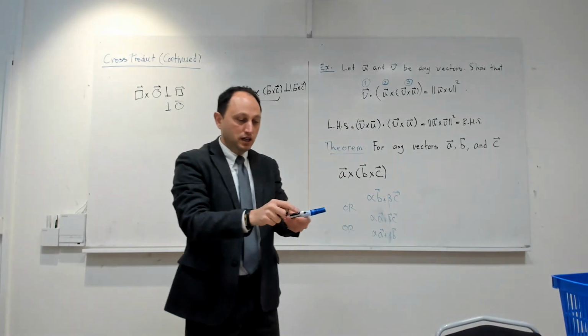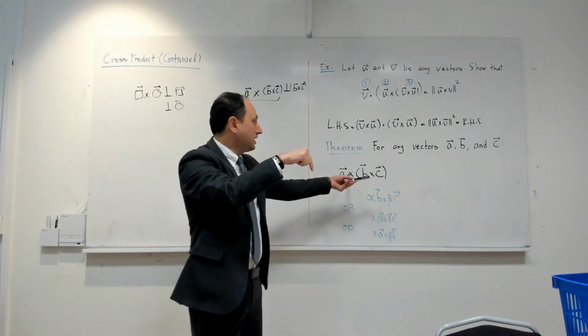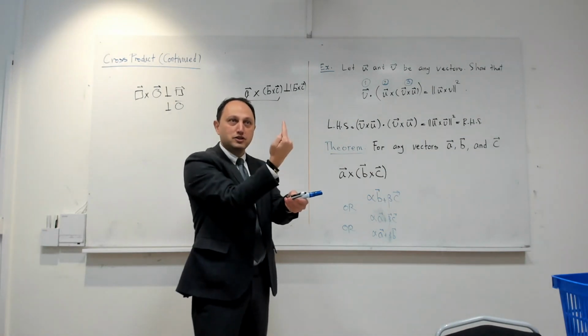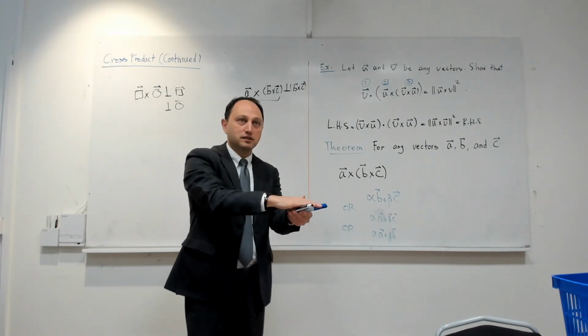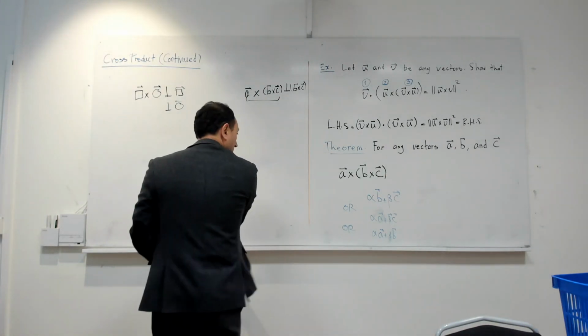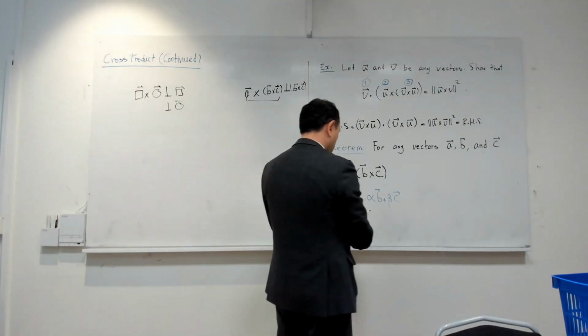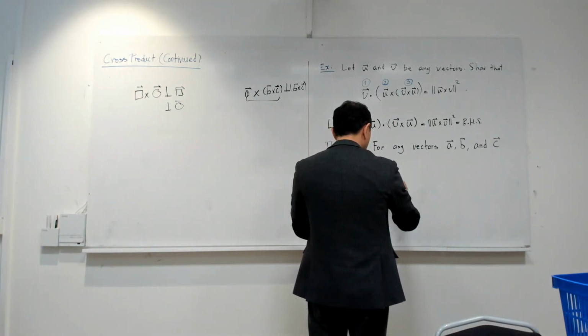This is B, this is C. B cross C will be this vector. This vector should be perpendicular to this new vector. It goes back to the same plane. Yes? So it should be a combination of B and C. Definitely. But which combination? So here, this is definitely a combination.